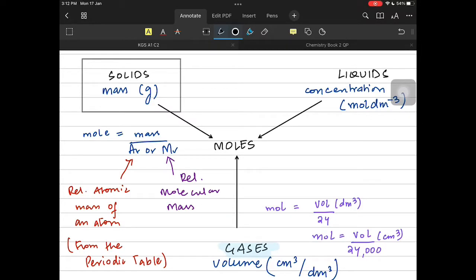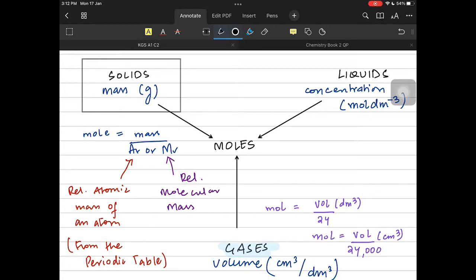Hey everyone. So previously we were talking about moles and we saw that moles was the amount of substance. Now we could be calculating moles from solids, liquids or gases. From solids we know that we measure the mass of the substance in grams. We divide the grams by either molecular mass or the atomic mass and then we calculate the moles.